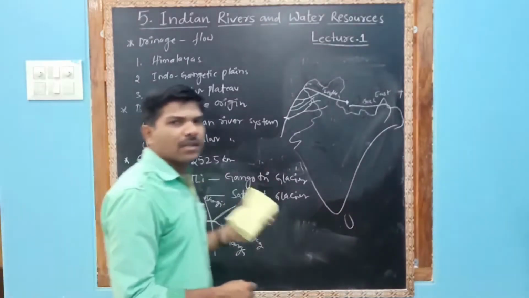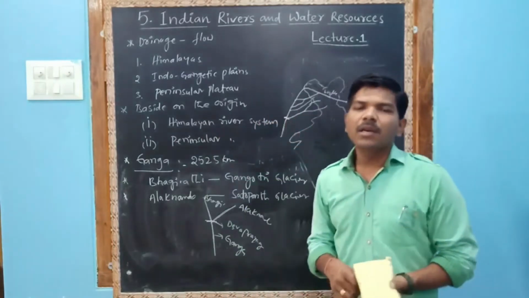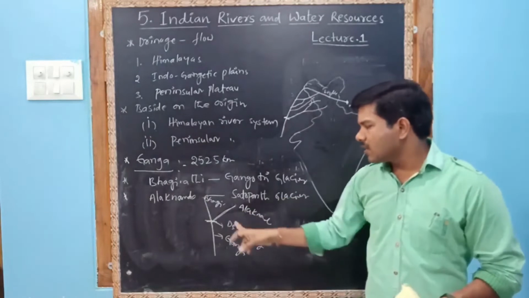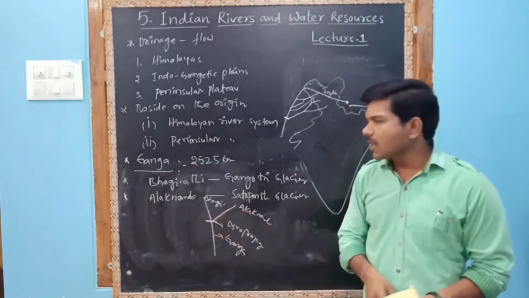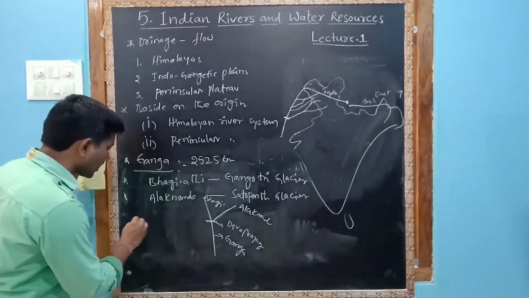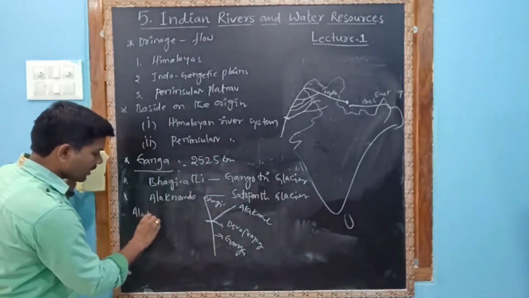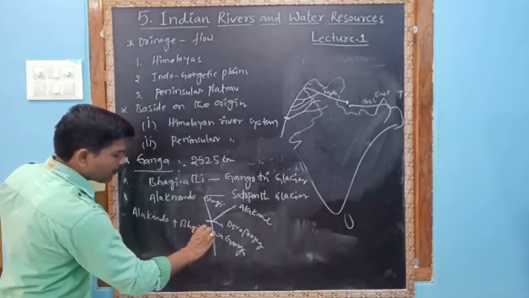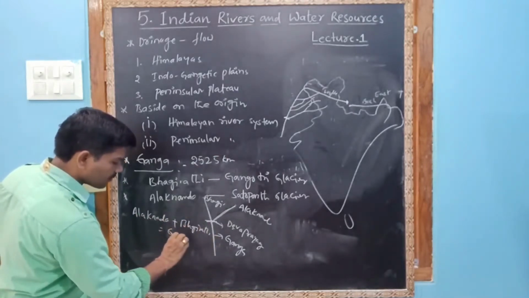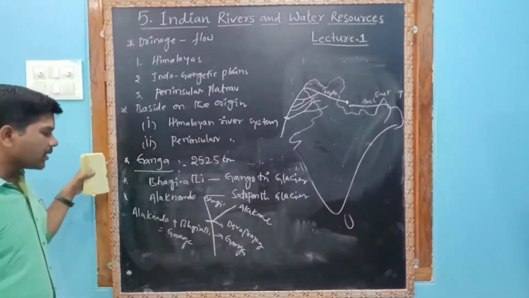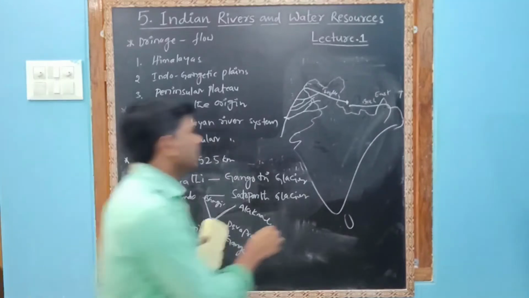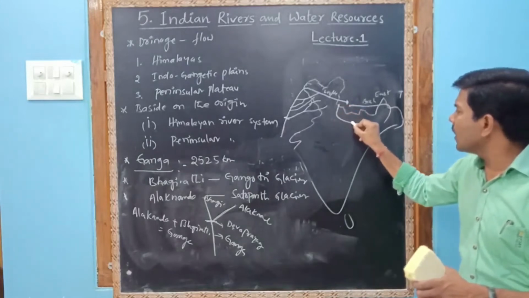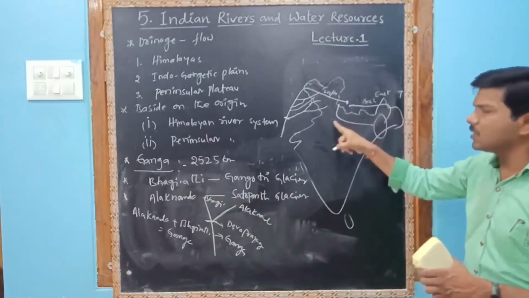There are many rivers, like the Mandakini River, okay. So many rivers join into Alaknanda. Then we can easily say that Alaknanda plus Bhagirathi is equal to Ganga. So this is the Ganga River. This is Bangladesh.